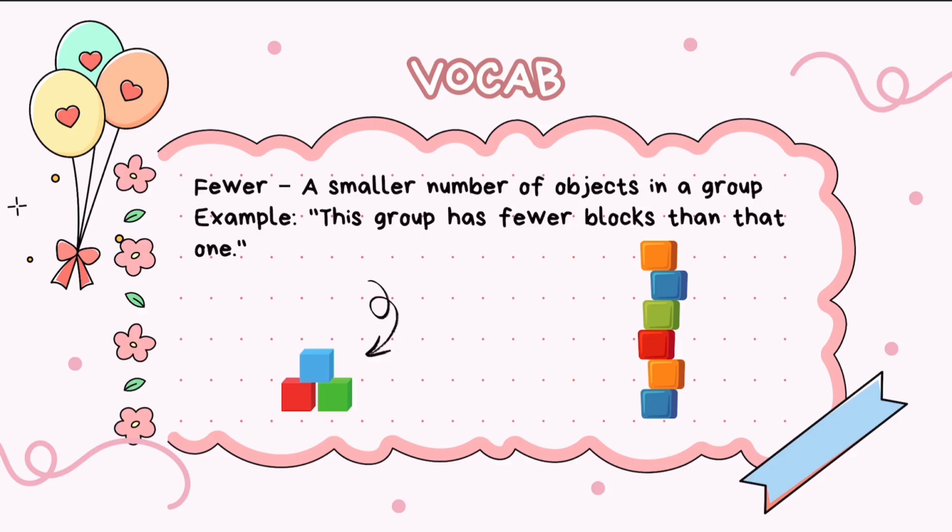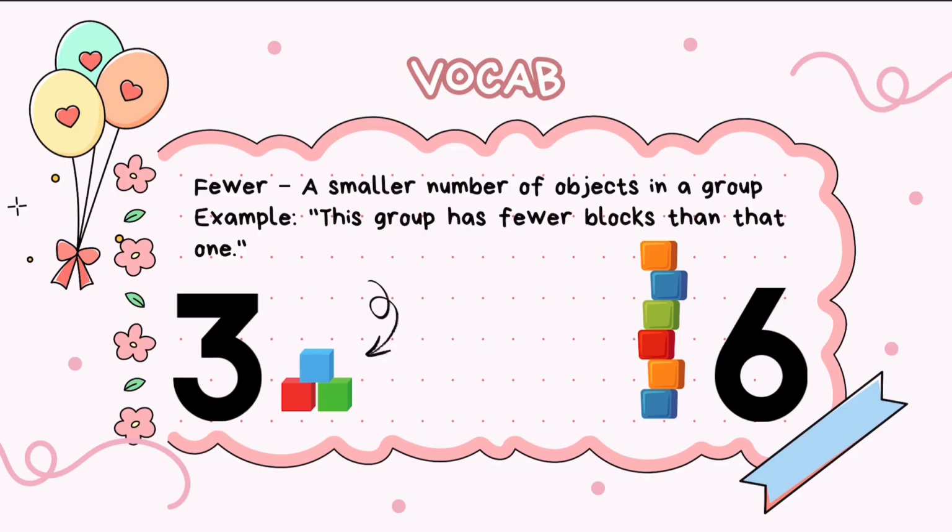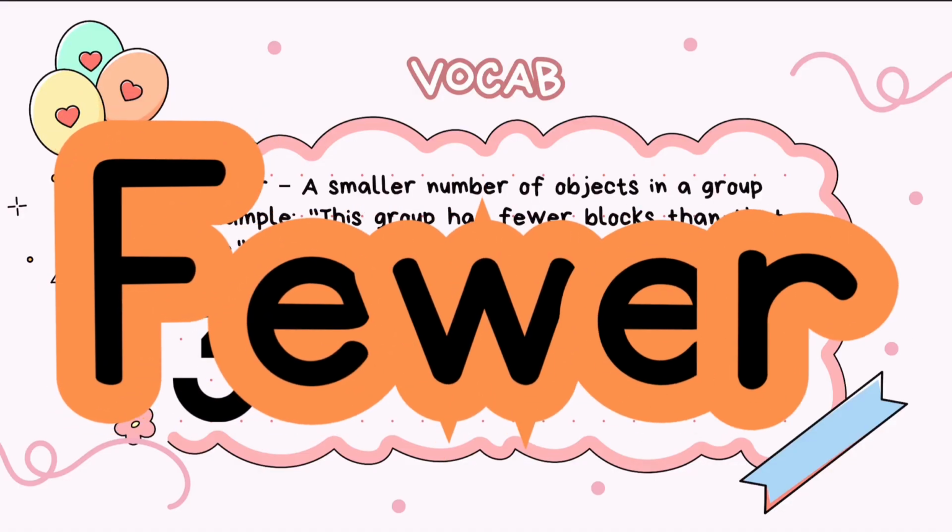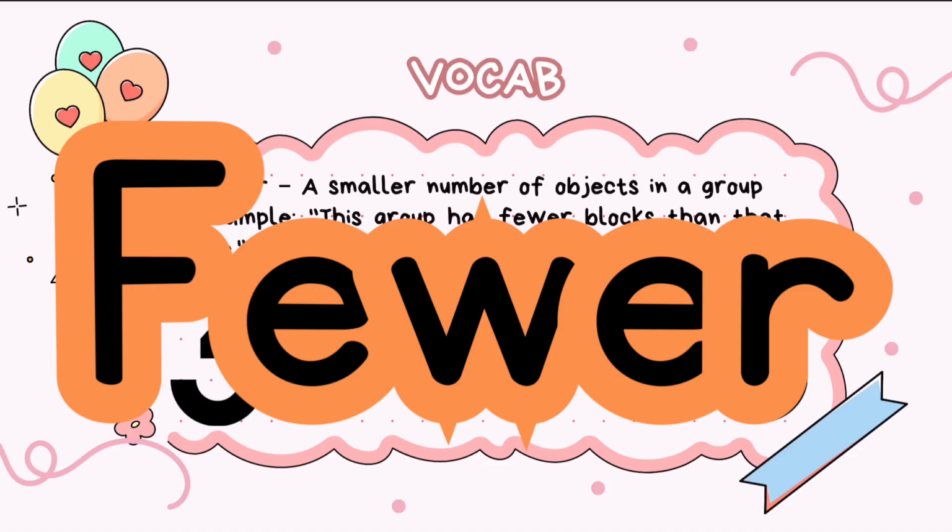Our next vocabulary word today is going to be fewer. Fewer is a smaller number of objects in a group. So, for an example, this group has fewer blocks than the other one. We have 3 blocks in this one, and we have 6 blocks in the other. With that being said, the one with 3 is fewer. Can you say fewer? Fewer. Great job.